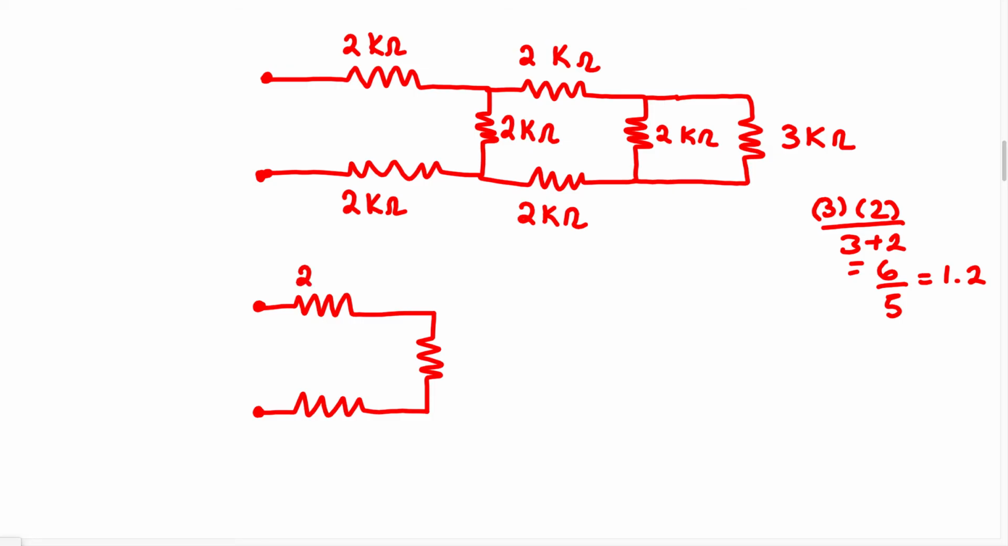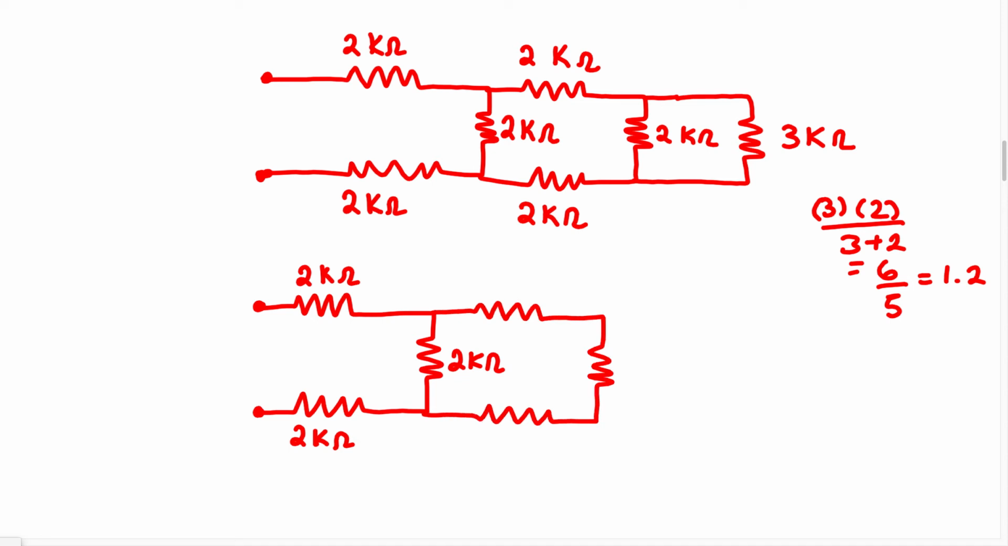So we have 2 kilo ohm, 2 kilo ohm. We have 2 kilo ohm here. This is going to be 2 kilo ohm, 2 kilo ohm. And we just found the equivalent resistance for these two resistors, which is going to be 1.2 kilo ohm.